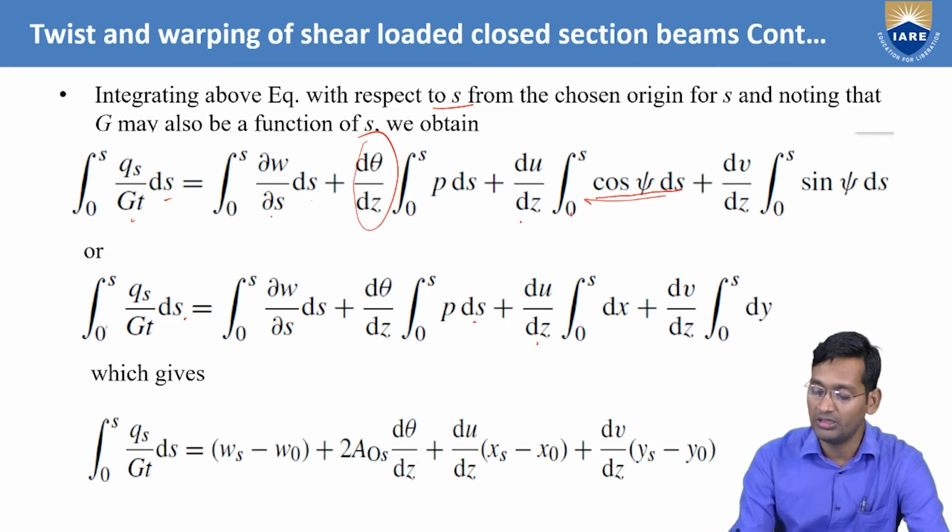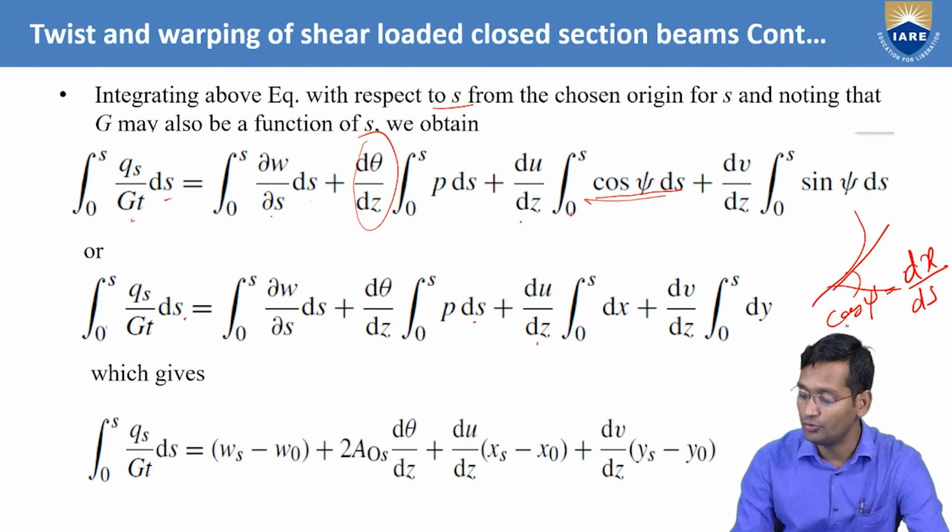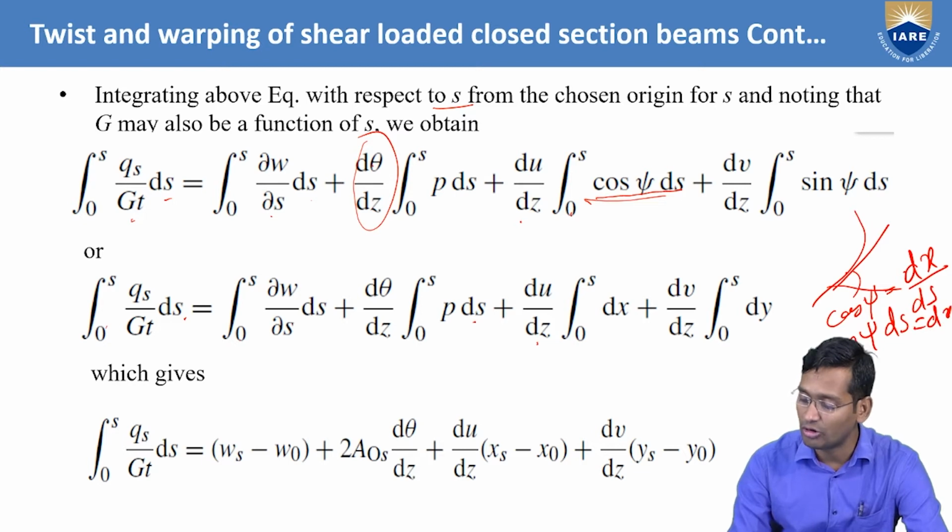If you remember that formula in that previous figure where we used that angle, here this angle was psi, right? So from that figure, cos psi will be equal to what? That dx by ds. So if you cross multiply, what do you get? Cos psi ds equals dx. So for cos psi ds, can we write dx? So that only is, cos psi ds is dx.